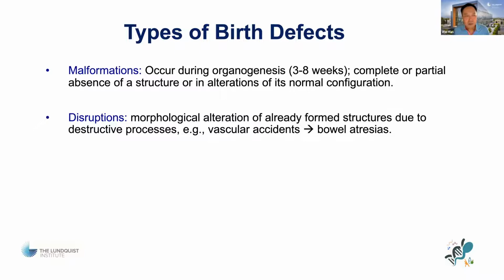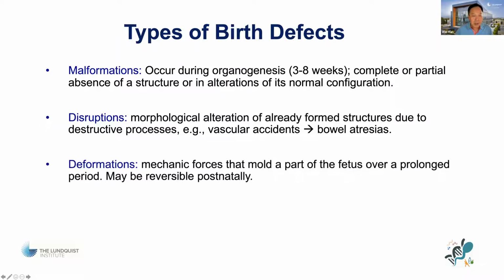It refers to a complete absence of a structure or alterations in the normal configuration. So basically, it's not formed correctly. And a disruption. Disruption means the morphological alterations of an already formed structure due to a destructive process, like if you have vascular accidents, then further development is prohibited. For example, bowel atresia, and you're going to have a defective development in certain organs.